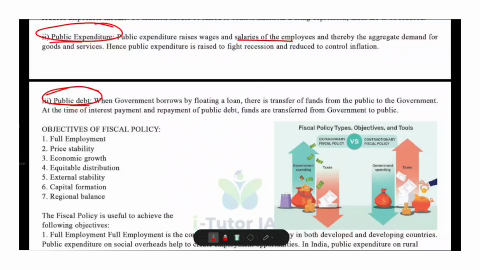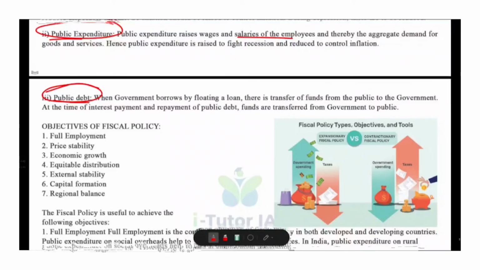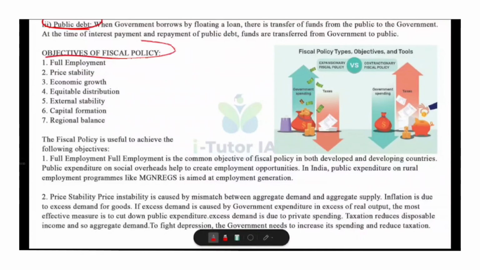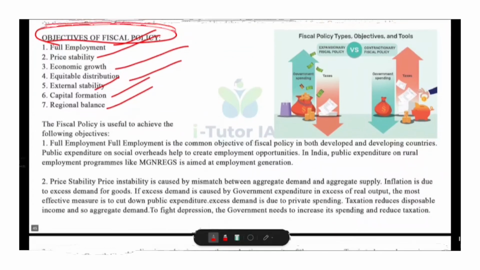Okay. Now, objectives of fiscal policy. Fiscal policy means how the government uses taxes, spending and borrowing to manage the economy. Now, let's understand the main objectives one by one. What are the objectives? Full employment, price stability, economic growth, equitable distribution, external stability, capital formation and regional balance. So let's look at it one by one.